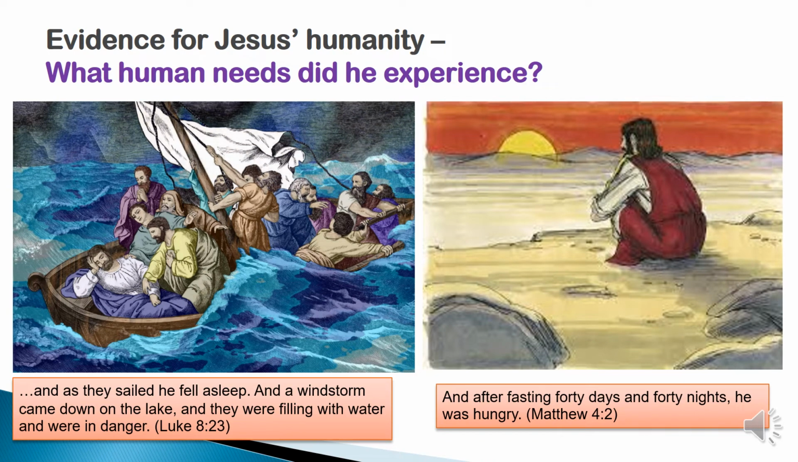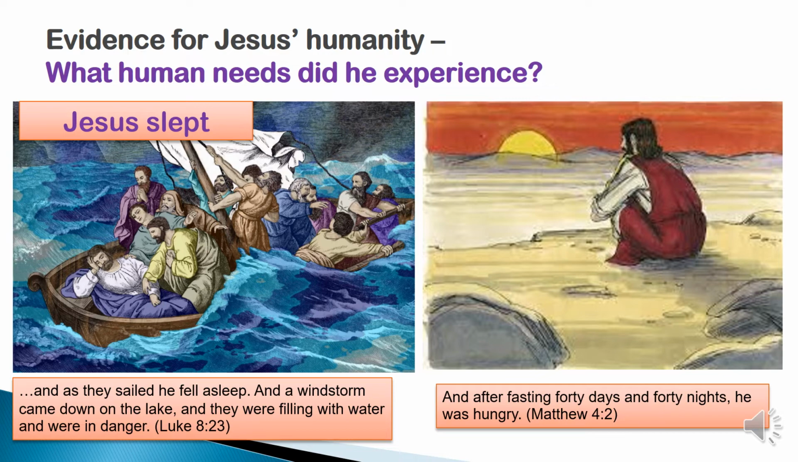Okay, so we're going to go through the answers to the worksheet that you have, or that you can access and be going through in your book. So the first one is, "And as they sailed, he fell asleep, and a windstorm came down on the lake, and they were filling with water and were in danger." Now, this one shows you that Jesus slept, because at the very beginning, it says, as they sailed, Jesus fell asleep. So he shows the human emotion, the human need to sleep and to rest.